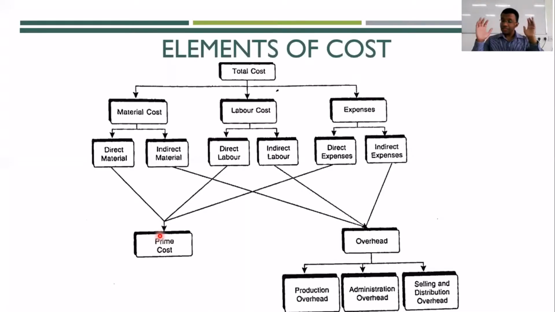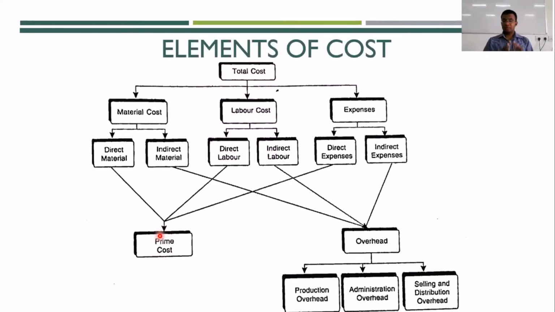Now, the sum total of all the indirect expenses in a firm is called overhead. The sum of all your indirect expenses together is called overhead. In your manufacturing process, you would be incurring these indirect expenses at different stages. Depending on which stage you're incurring the indirect expense, you will end up classifying it as production overhead, administration overhead, or selling and distribution overhead.